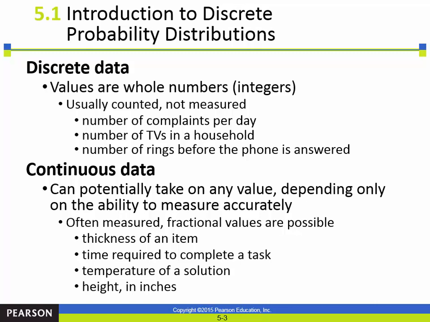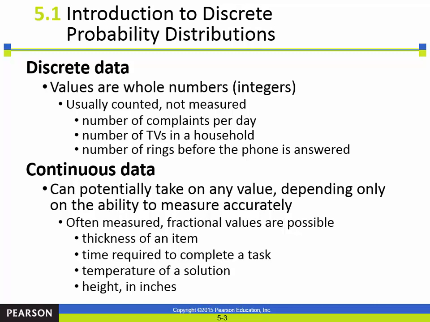So 5.1, Introduction to Discrete Probability Distributions. Discrete data, if you remember, the values are whole numbers as opposed to continuous, where the values can be any number. They're usually counted and not measured. Some examples we might see in business: number of complaints per day. If we had a complaint box, we could measure how many people complained or gave positive reviews. The number of TVs in a household, the number of rings before a phone is answered, and all sorts of other stuff like that.